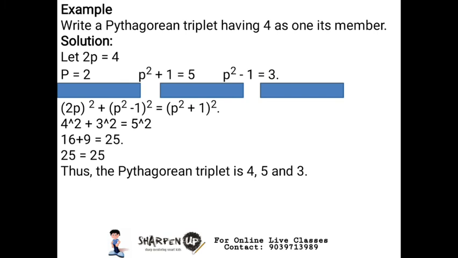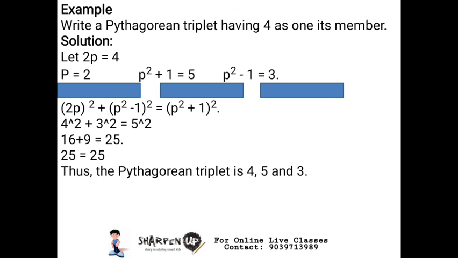If we put the value of p in the other two members, we can get the other two members. For p square plus 1, if we put the value of p, that is 2, it will become 5. How? 2 square plus 1, that means 4 plus 1, it's 5. In the same way, if we put the value of p in p square minus 1, we get 3. So these are the three members of the Pythagorean triplet.